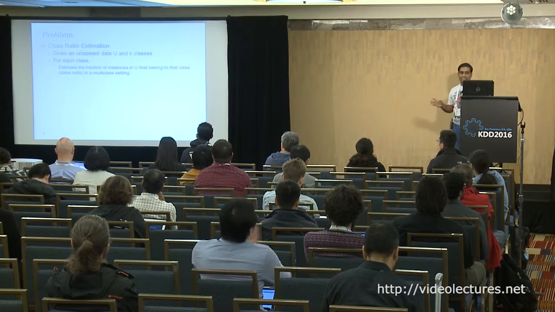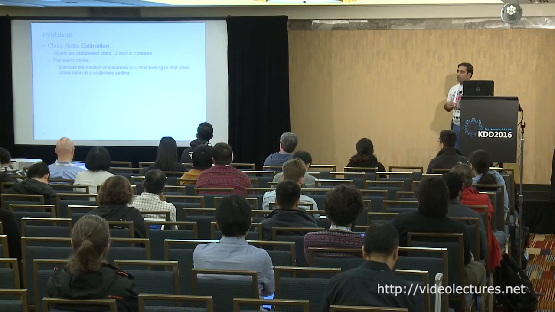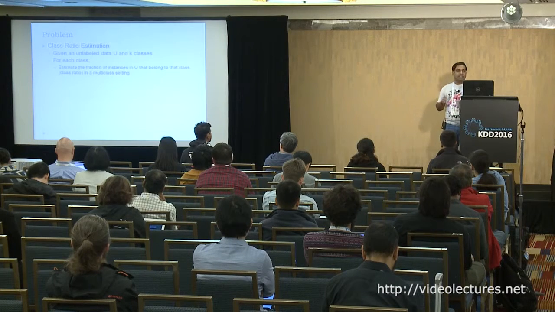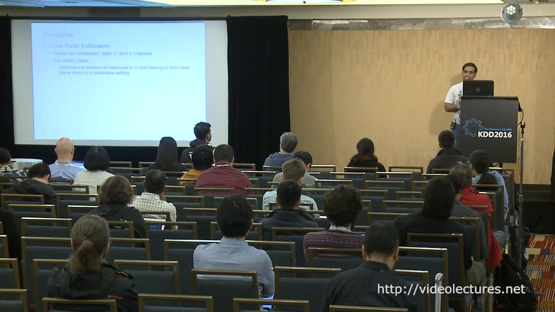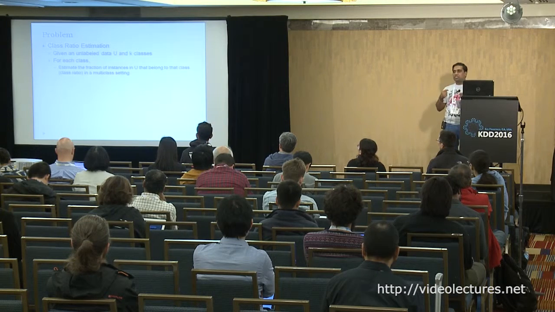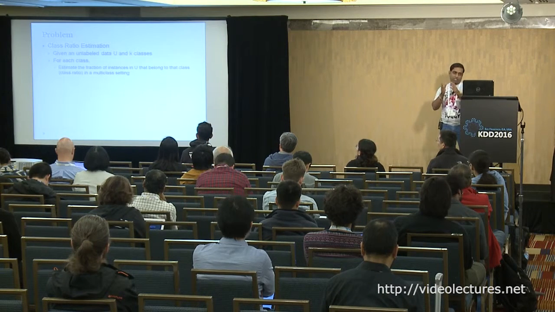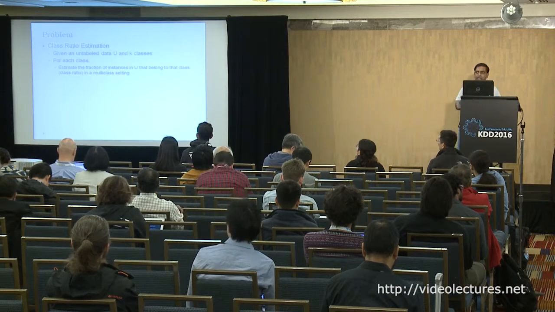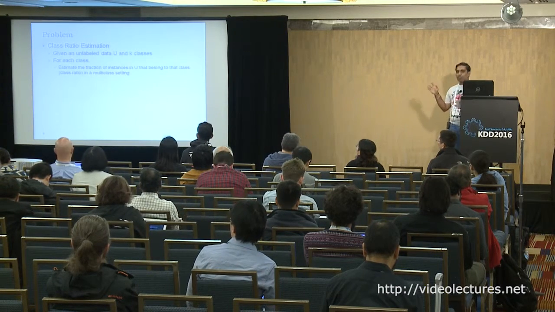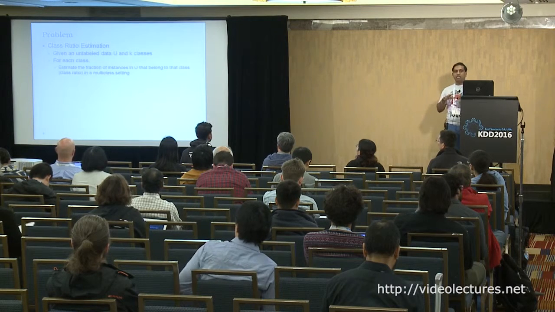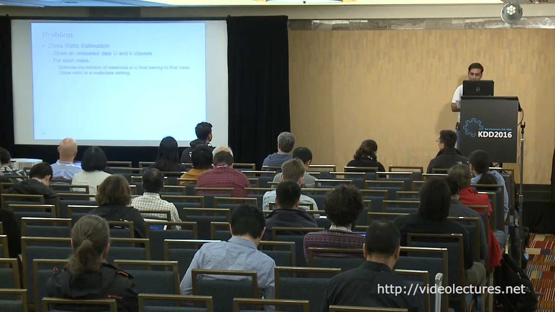Class ratio estimation says that essentially we have an unlabeled data, U, and some k classes that it can have. For each class, you would like to know how many instances in the unlabeled data belong to each class. That's what we mean by class ratio estimation. And I have described what the output should be for our system. I haven't described what the inputs are for the system.